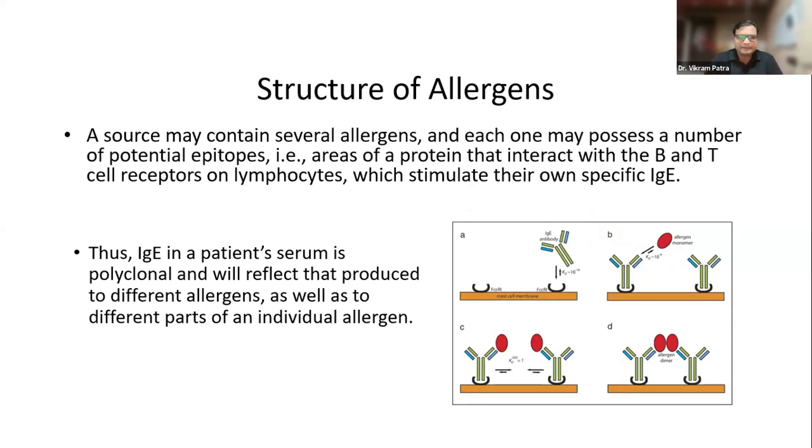So thus, Ig in a patient's serum is polyclonal. If we measure serum-specific Ig against, say, one pollen, it's actually polyclonal. That is, a mixture of specific IgEs against the various components, and it will reflect that produced to different allergens as well as to different parts of an individual allergen.